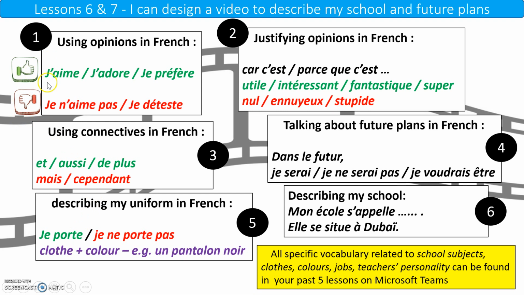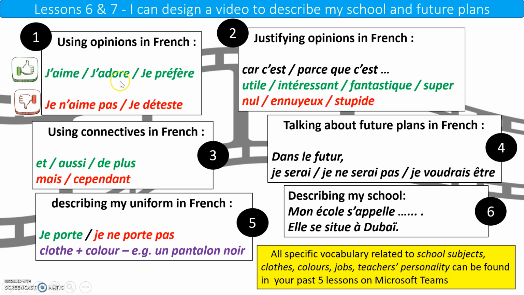So I've put here on the first box 3 positive opinions. J'aime, j'adore, je préfère. I like, I love, I prefer. You're going to use these a lot. And I've also put two negative opinions. Je n'aime pas, je déteste. I don't like, I hate. You're going to use these for school subjects, teachers, your uniform, maybe different jobs. You can use them in different topics.